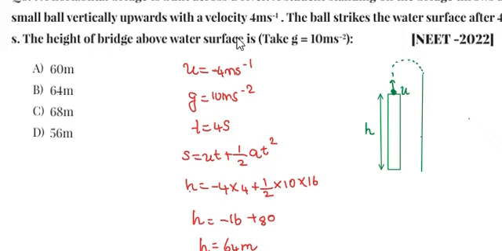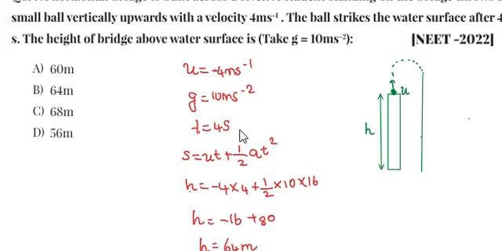To find the height of the bridge, we can use the kinematic second equation, s = ut + ½at². The initial velocity is 4 m/s, and it is thrown upward, so we take it as negative. g is 10 m/s², because if we take the displacement downward, the acceleration is positive.